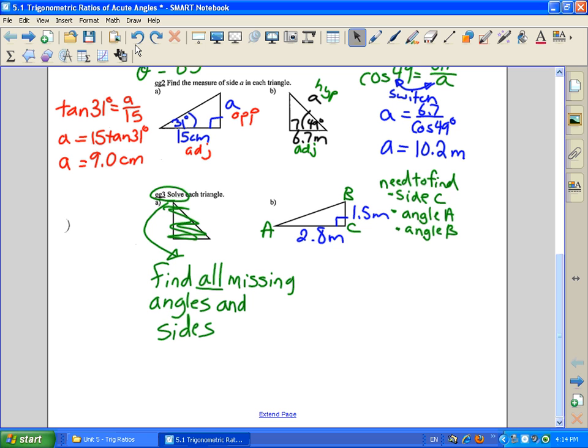Okay, first thing I would notice is to find side C. So to find C, I'm going to use the Pythagorean theorem. So C squared equals 1.5 squared plus 2.8 squared. And use your calculator, figure that out. C equals 3.2 meters. Don't forget to take the square root after you've added the sum of those squares. Okay, that's the best way to find side C. It's the most accurate.